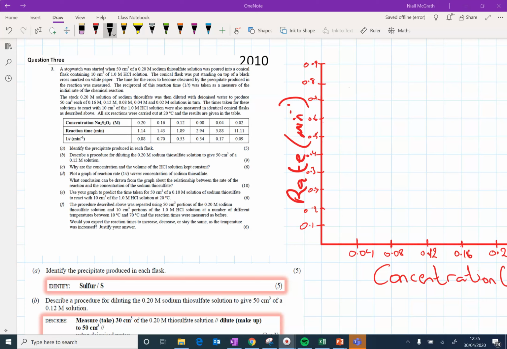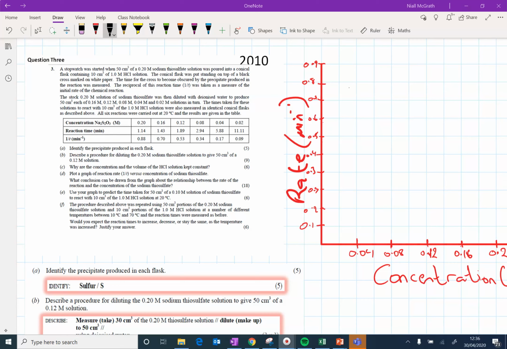They go through the procedure that they found the reciprocal of the time, which is the rate, and then that they carried it out at different concentrations. Okay, so it says identify the precipitate produced in each flask. That precipitate is sulfur. We remember from when we did that experiment that the solution turned a yellow color. That's why we couldn't see the X anymore, and that is because sulfur was produced, and we couldn't see through the sulfur. So sulfur is what's produced.